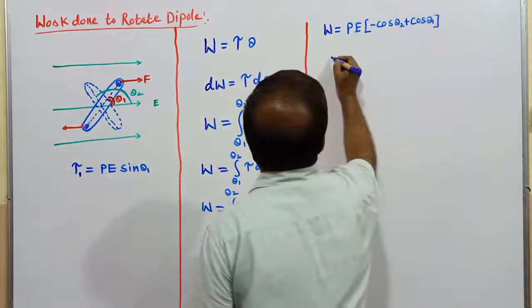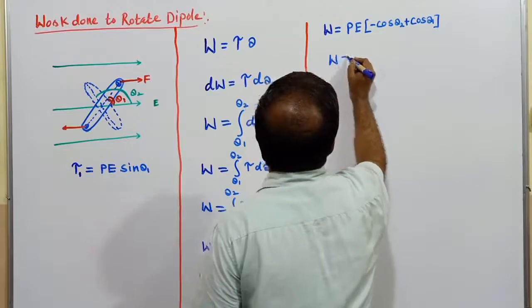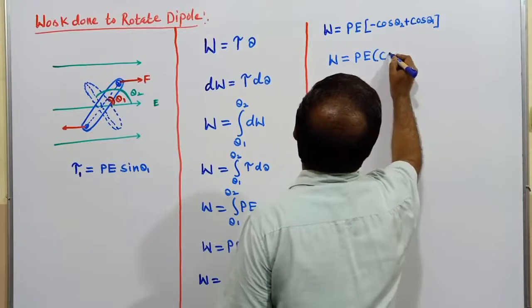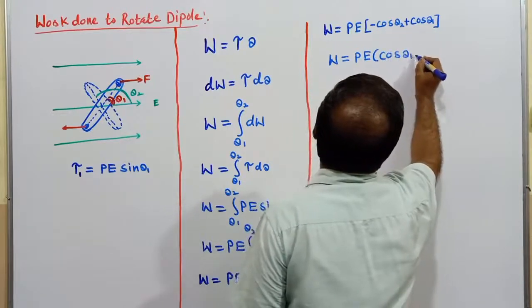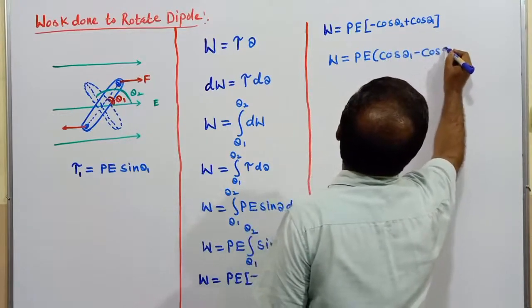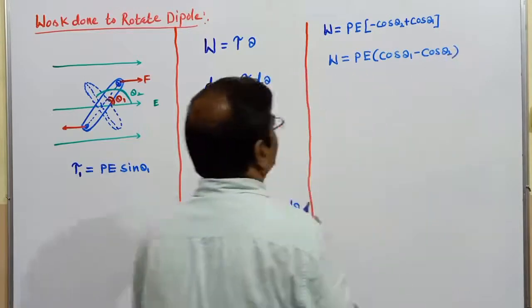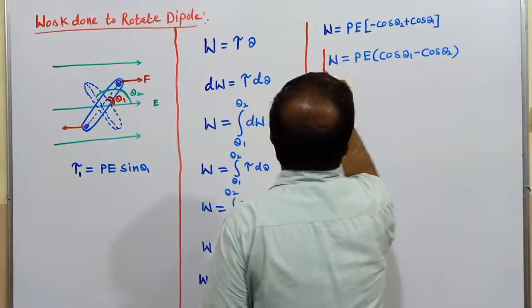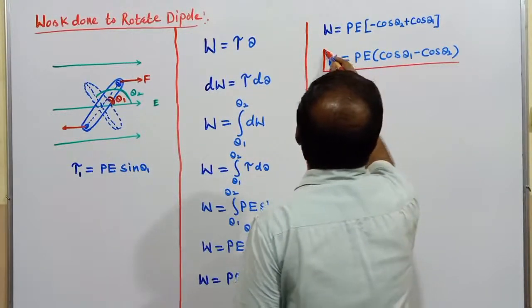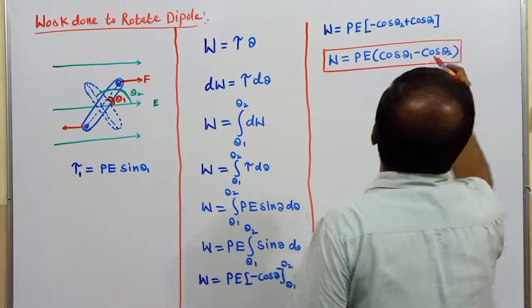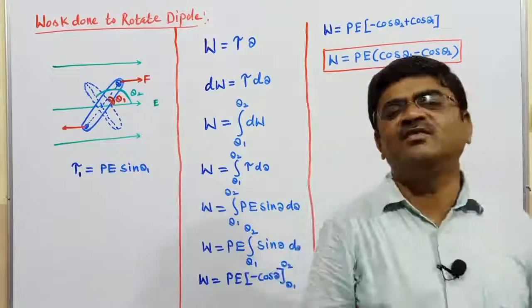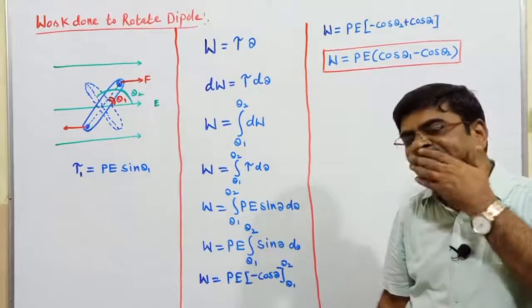And this gives me the work done to rotate a dipole from one position to another position. I have got it given by this relation. A very important relation I have come across now. Whenever I have to deal with work done to rotate the dipole in a competitive exam, I will be following this equation. What is the equation? PE in the bracket cos theta 1 minus cos theta 2.